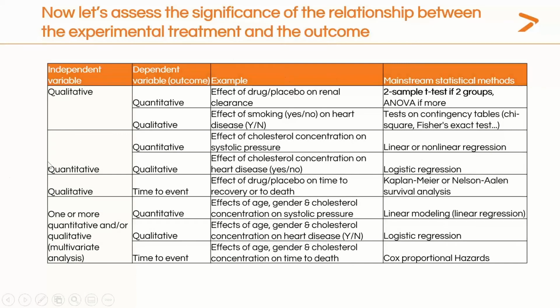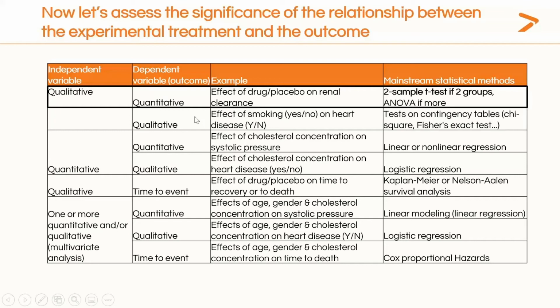So I get back to this guide, which you will be able to use on your side. In our case, we have one qualitative variable as an independent variable. So our independent variable is drug versus placebo. This is qualitative. And the dependent variable is quantitative, so blood pressure. So in this situation, we're going to use the two-sample t-test because we have two groups, drug and placebo. If you had more than two groups, you could have used ANOVA.